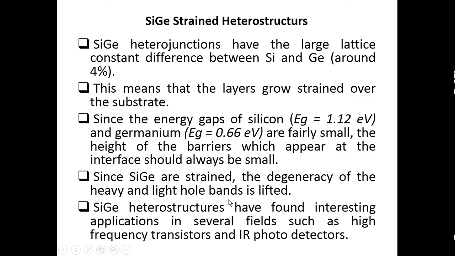So SiGe heterostructures have found interesting applications in several fields such as high-frequency transistors and IR photodetectors. Due to this particular behavior, that is, strained structures grown over the substrate, such devices can exhibit high mobility of the electrons, and that makes it possible to use this device as a high frequency transistor. Or this can be used as an IR photodetector also, infrared photodetectors. So that is the main reason why we go for strained heterostructure devices. Okay.